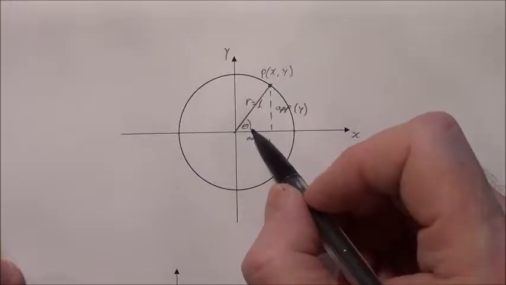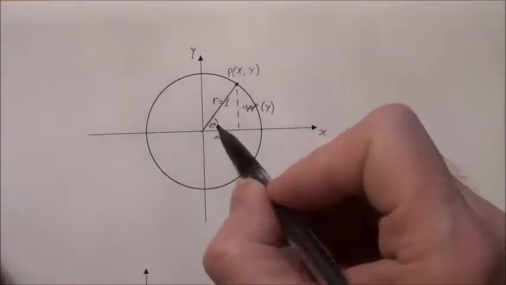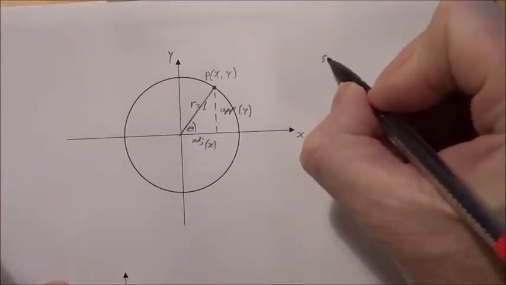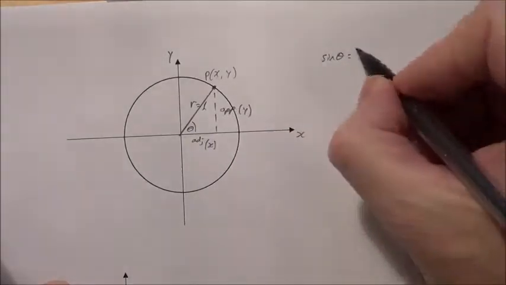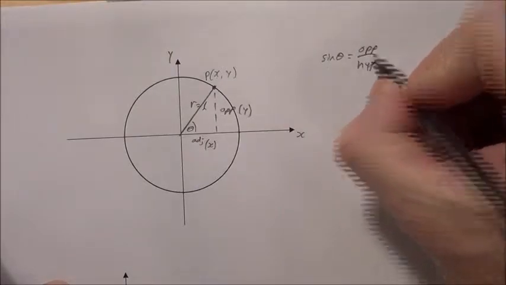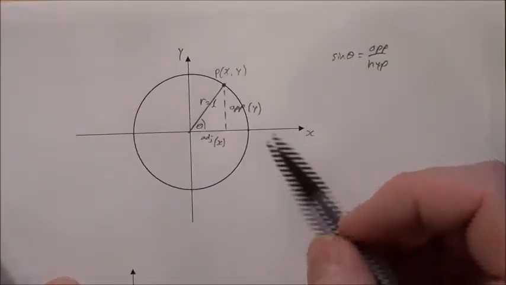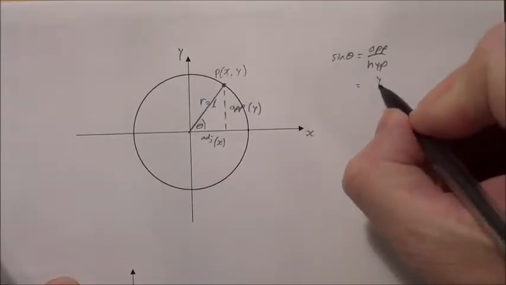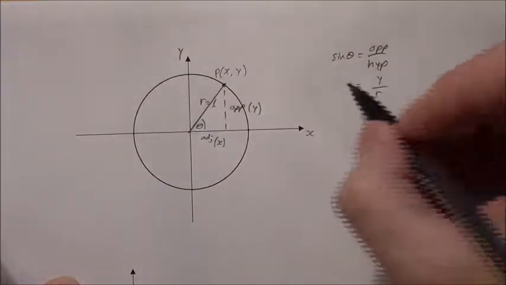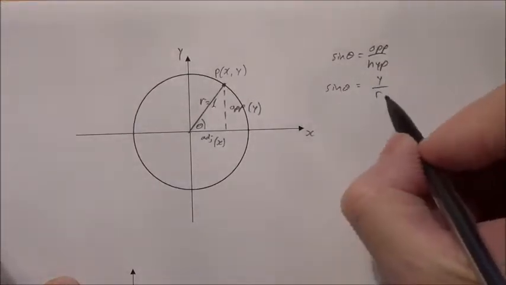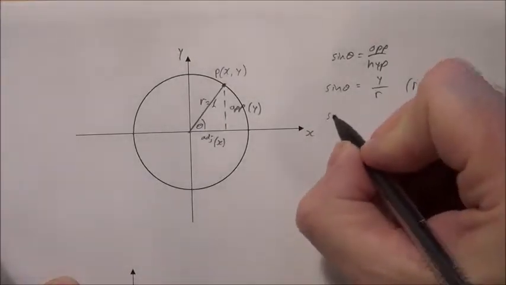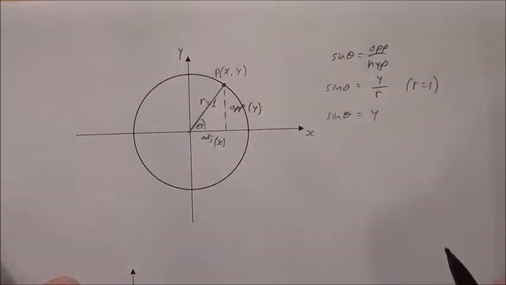Now, if we use our primary trigonometric ratios to look at this theta, we know that sine of theta is equal to the length of the opposite side divided by the length of the hypotenuse. Well, in this case, the opposite side is y, and the hypotenuse is r, but in this case it's 1. So I'll put r there for now, but it's going to be equal to 1, and because r equals 1 unit, then that means that sine theta actually just equals y.